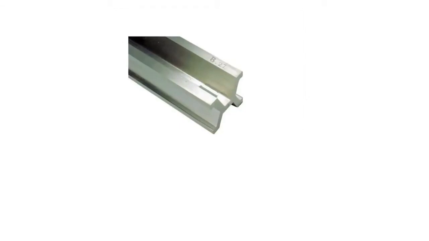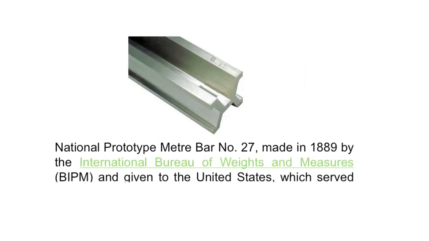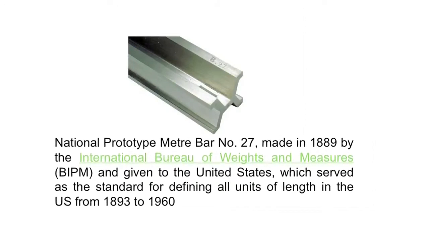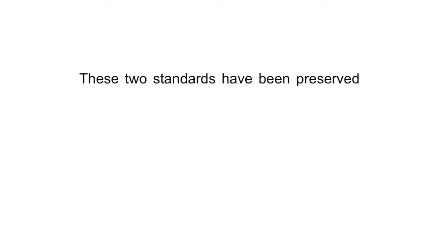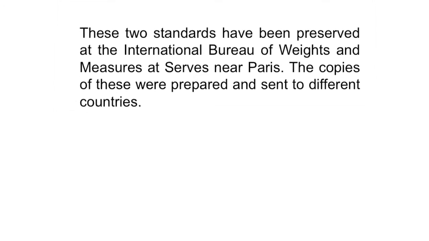standard for mass. The picture shows the national prototype meter bar number 27, which was made in 1889 by the International Bureau of Weights and Measures and given to the United States, which served as a standard for defining all units of length in the US from 1893 to 1960. The 2 standards have been preserved at the International Bureau of Weights and Measures at Sèvres near Paris. The copies of these were prepared and sent to different countries.